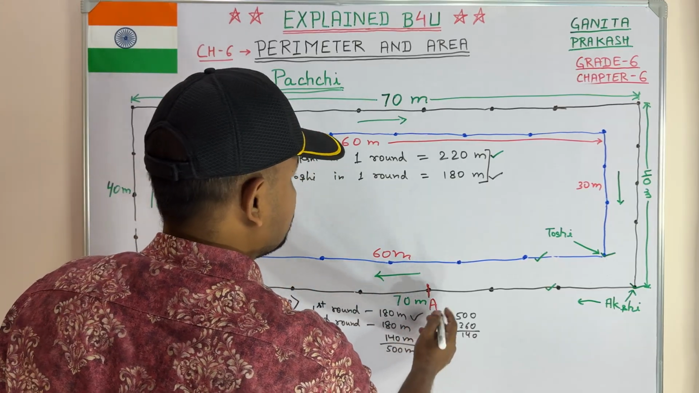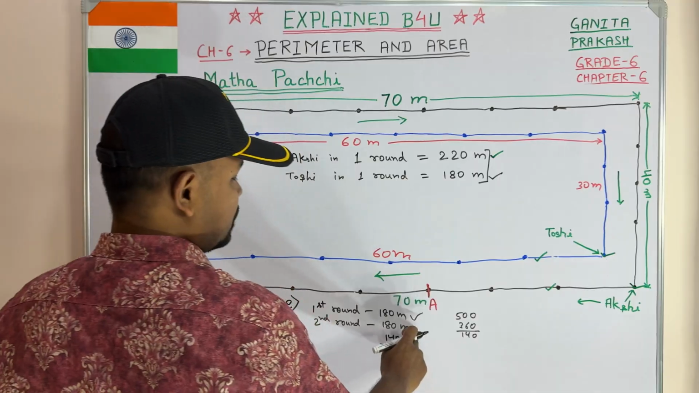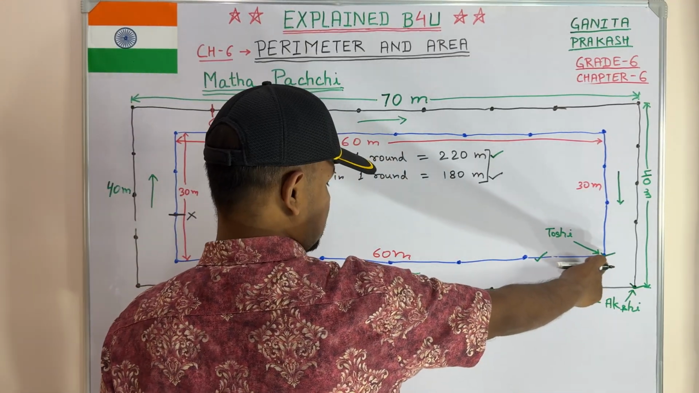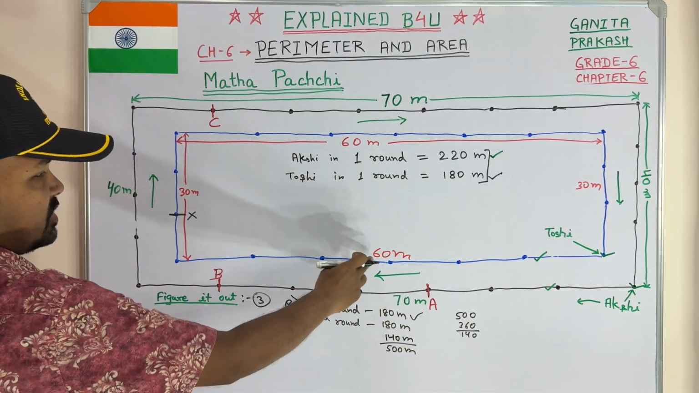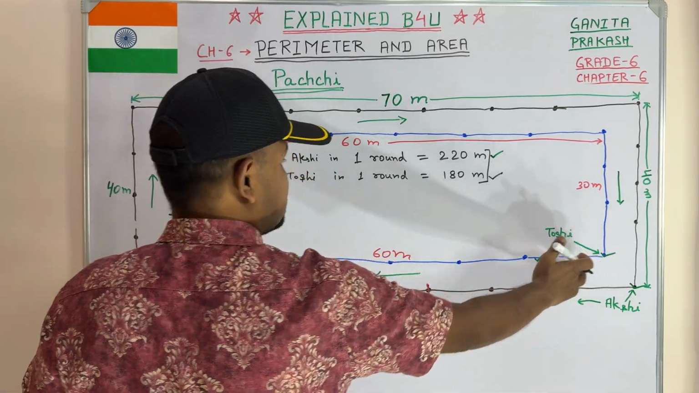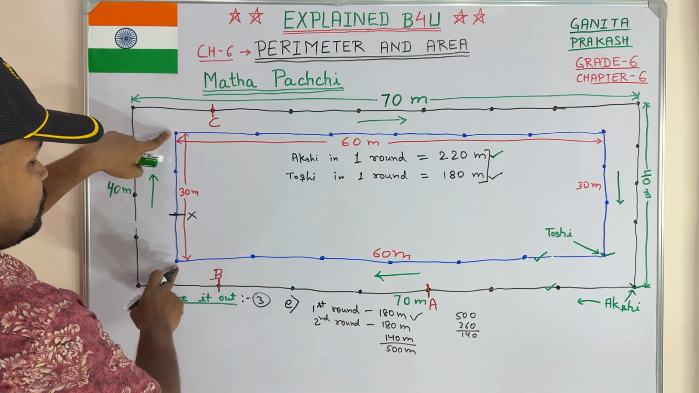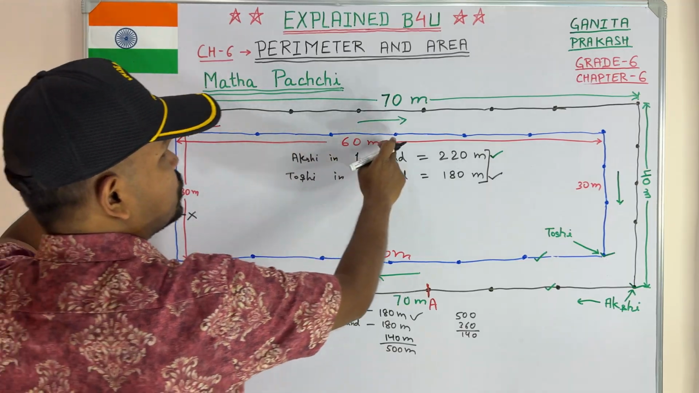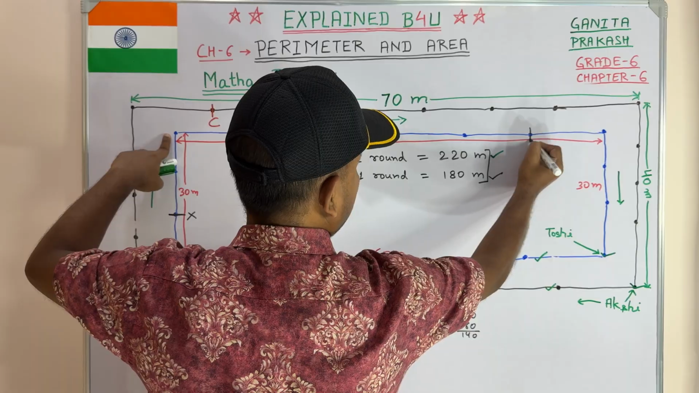So in the first round she starts from here and again comes back to here. In the second round she starts from here and again comes back to here. She has covered 360 meter. Now from here again, this length is 60. 360 plus 60 is 420. 420 plus 30 is 450. 450 plus 50 is 500.